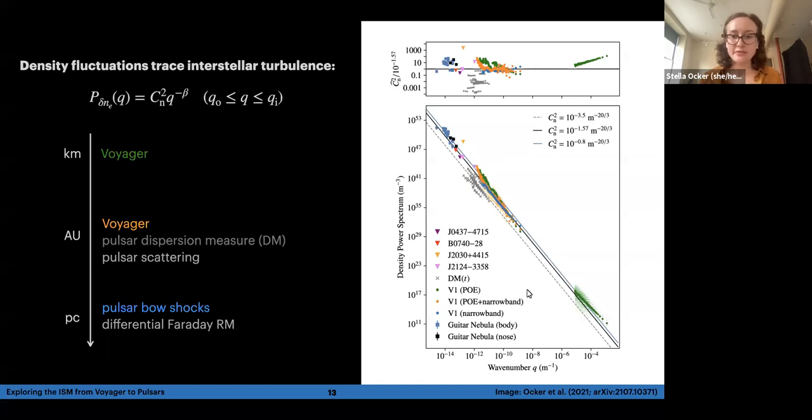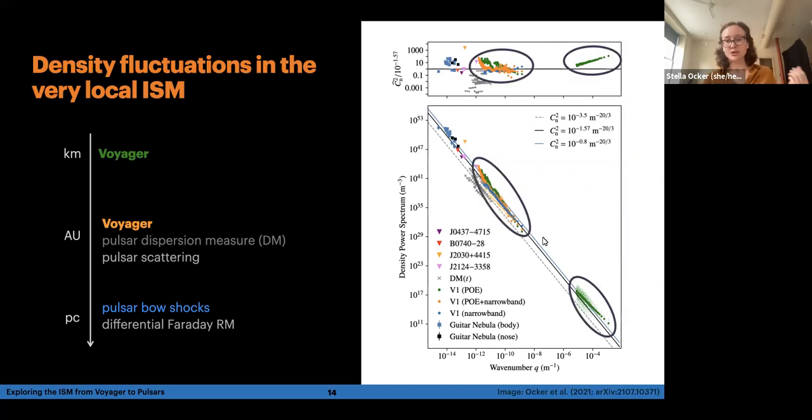And on the plot on the right here, I'm showing you constraints on the density fluctuation power spectrum versus wave number using not only Voyager, but also other kinds of pulsar observations. And so pulsar observations are really useful for comparison because they can probe larger spatial scales in the ISM than Voyager is capable of doing. So here I've circled the specific constraints on the spectrum that we get from Voyager. So Voyager constrains the largest wave number region as shown by these green points. And then in the mid wave number regime, we get constraints shown by the blue, orange, and green points.